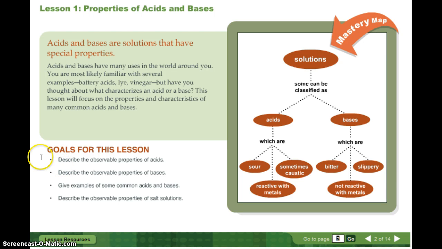Goals for the lesson: describe the observable properties of acids, describe the observable properties of bases, give examples of some common acids and bases, describe the observable properties of salt solutions. Some solutions can be classified as acids, which are sour, reactive with metals, sometimes caustic. Some solutions can be classified as bases, which are bitter, not reactive with metals, and slippery.